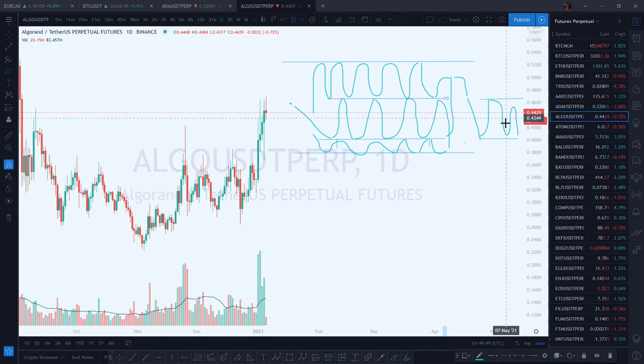So in scenarios like this, where the resistance gets broken and then comes back inside of it to continue as resistance again, we call this type of move deviation. They say it is deviation in price.